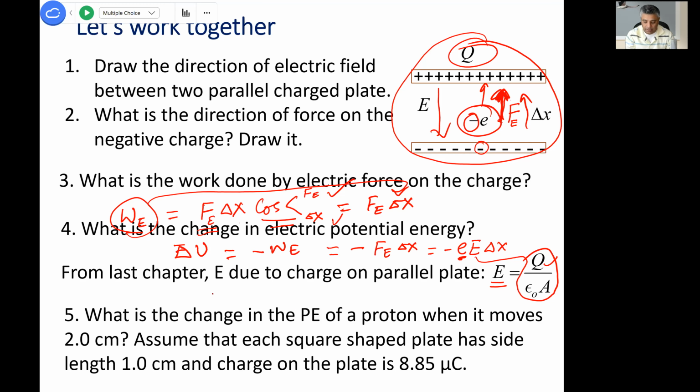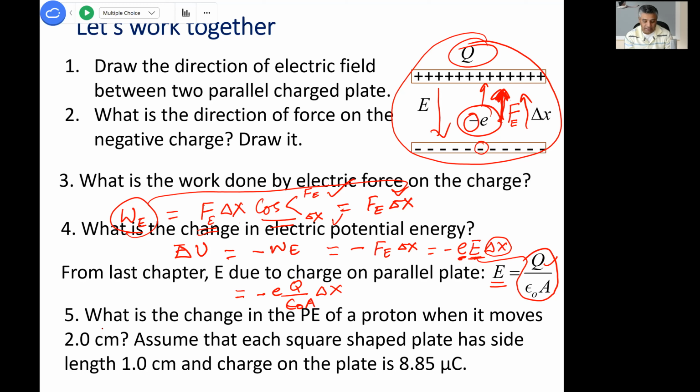So we can plug in that thingy and write the formula. For example, it's going to be negative E times, oh, I need to replace that E by this Q over epsilon naught times A, and then that's E. Now what's remaining? Delta X. Okay, so we took care of sign. All we need to do is just plug in the values in this case.